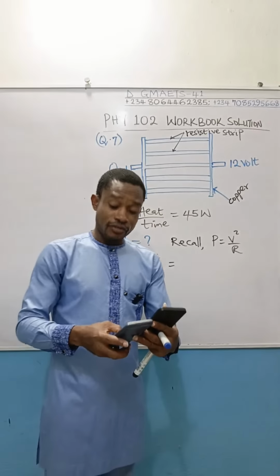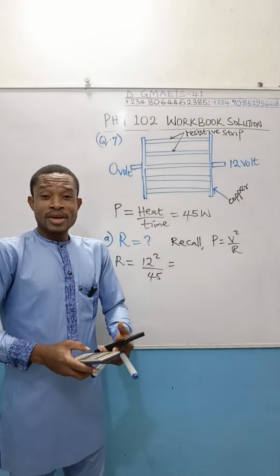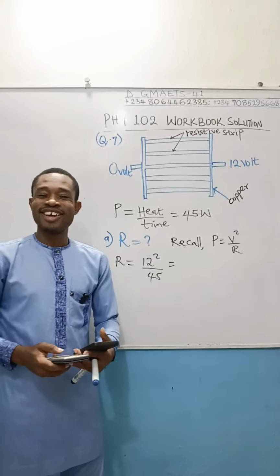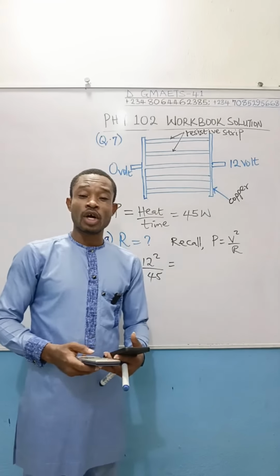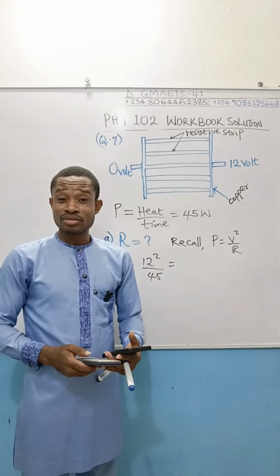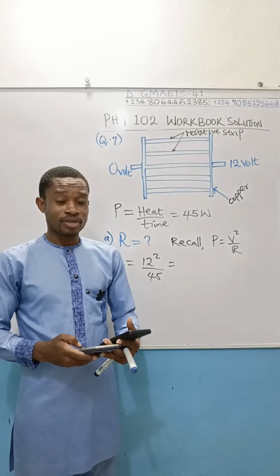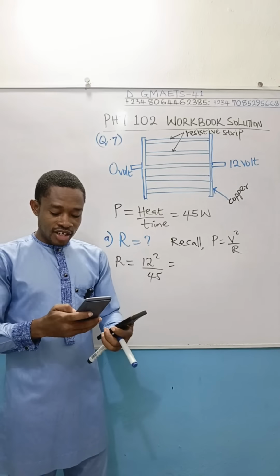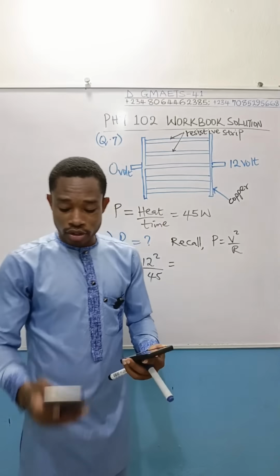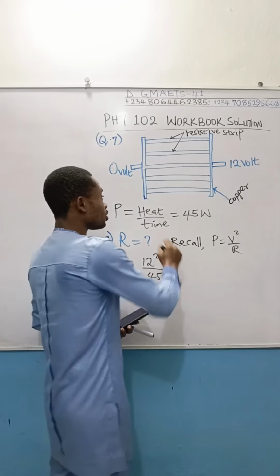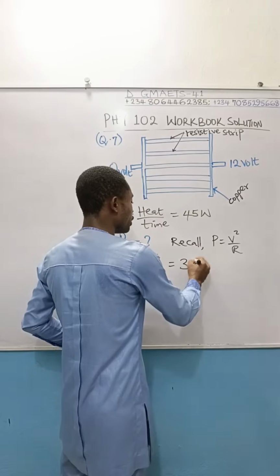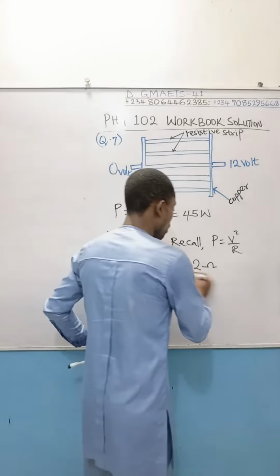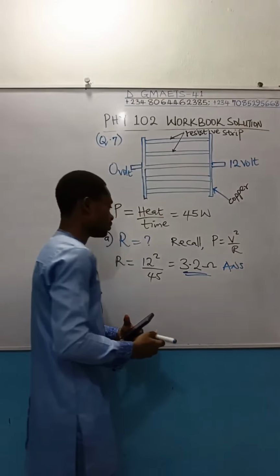12 squared is 144, at least I still remember that one, right from primary school when we sing 2 times 1, 2, 2 times 2. 12 times 12, 144. Go and cram your multiplication table, at least from 2 to 9 times table. Divide this by 45. Dividing this by 45, I got 3.2. So the total resistance of this unit is 3.2 ohms. That's the answer.